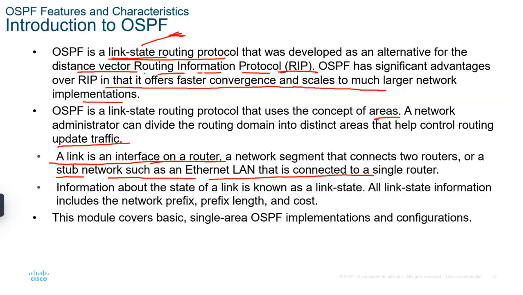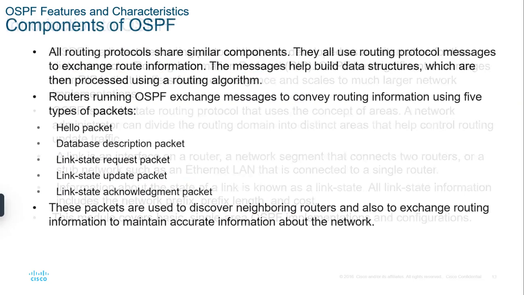So information about the state of a link is called a link state. All link state information includes the network prefix, that is the network address, then the prefix length, the subnet mask, and then the cost. The cost is the distance from the source to the destination. So this module covers basic single area OSPF implementation and then configurations.